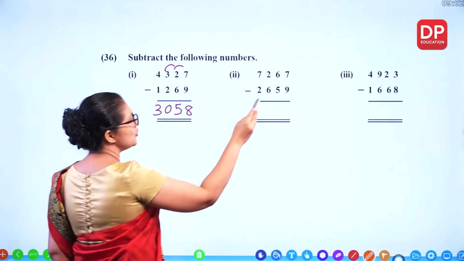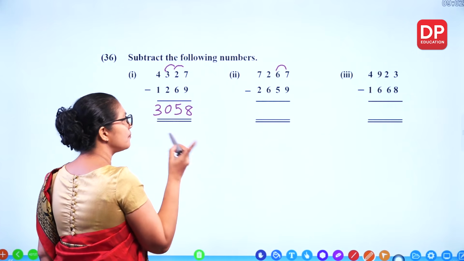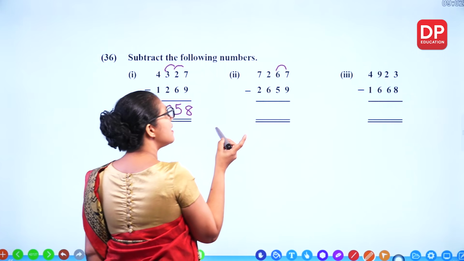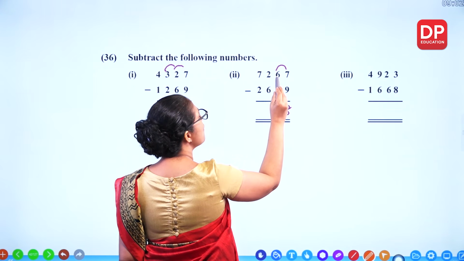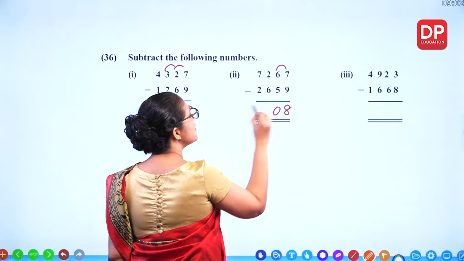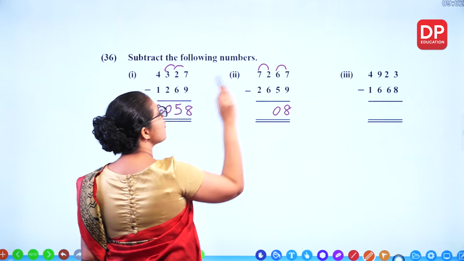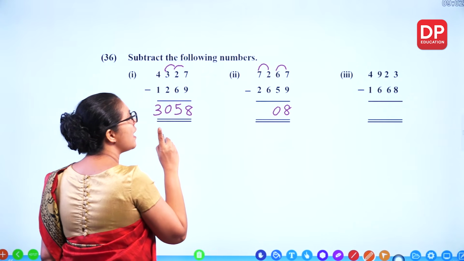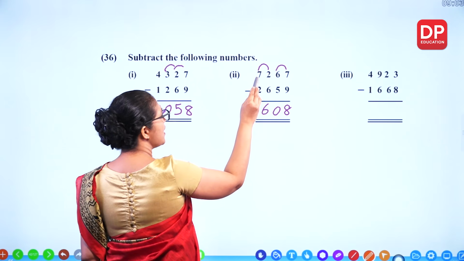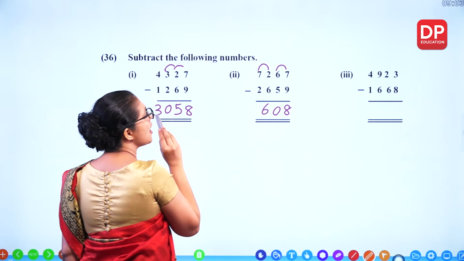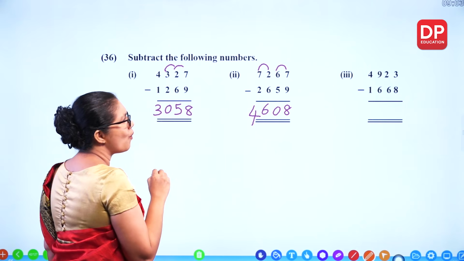This one, you can't subtract 9 from 7. You take 1. 17 minus 9, 8. This becomes 5 then. 5 minus 5, 0. You can't subtract 6 from 2, so take 1 from here. 12 minus 6, that's 6. Now what's the number here? It becomes 6. 6 minus 2, 4.